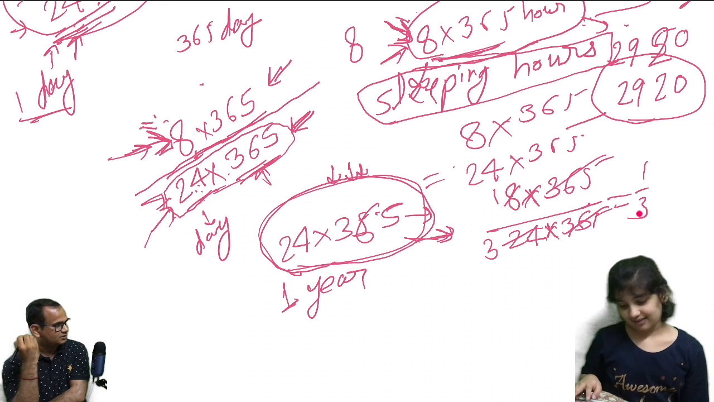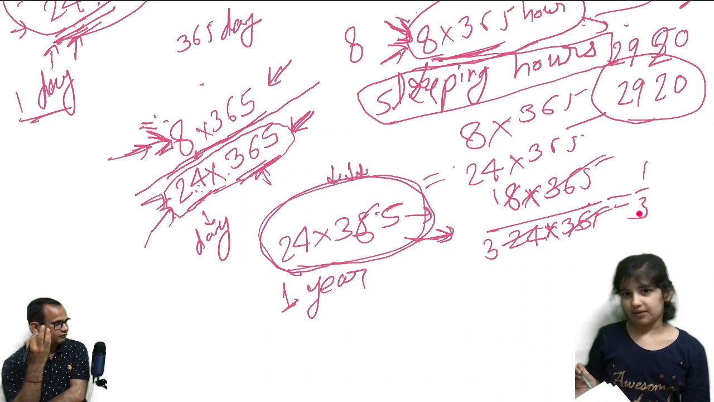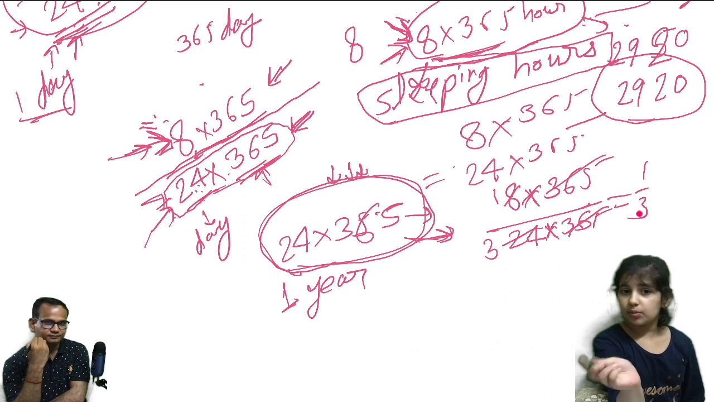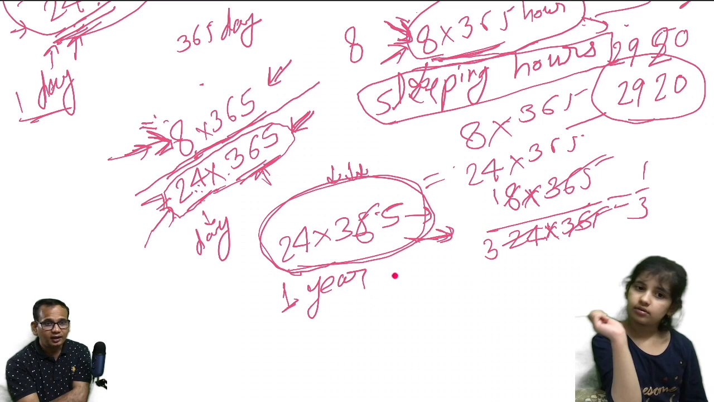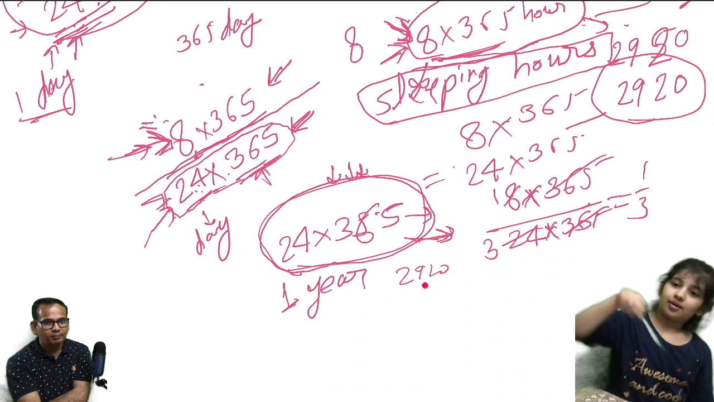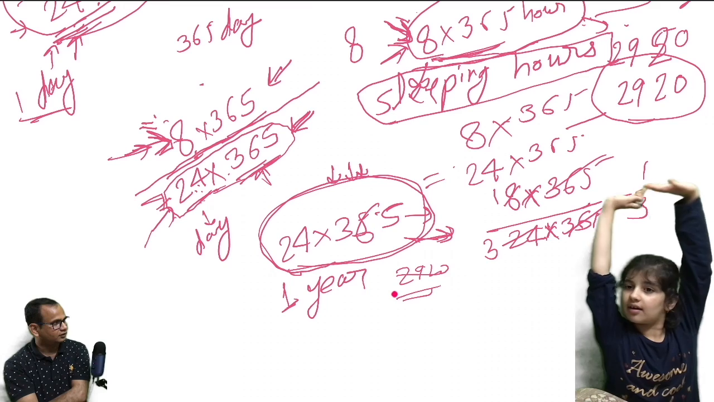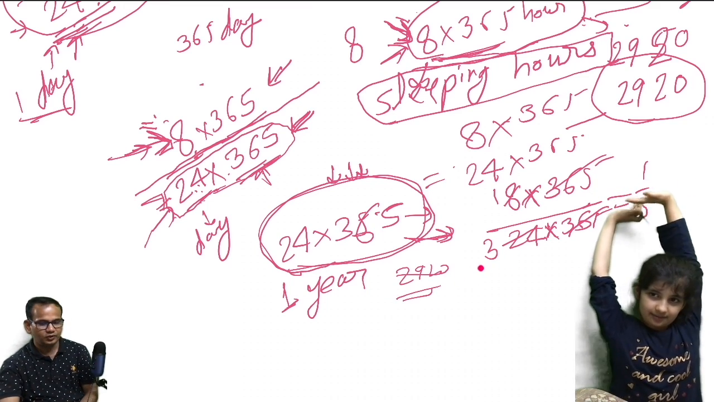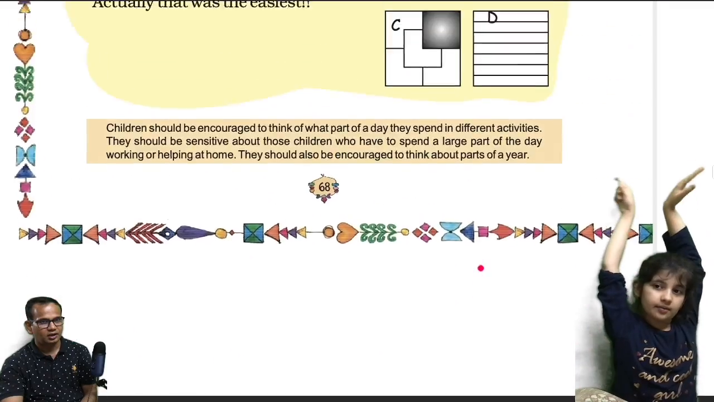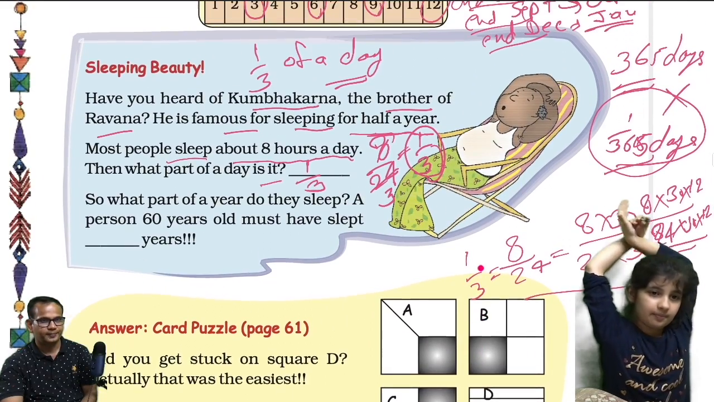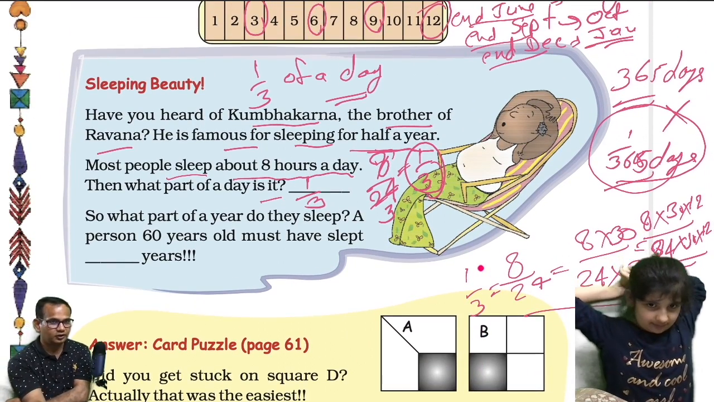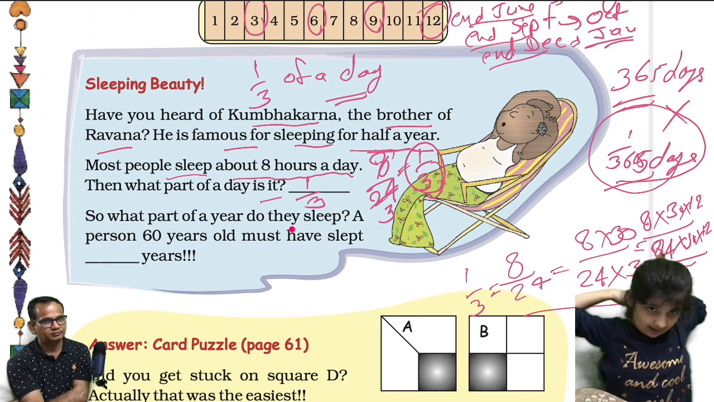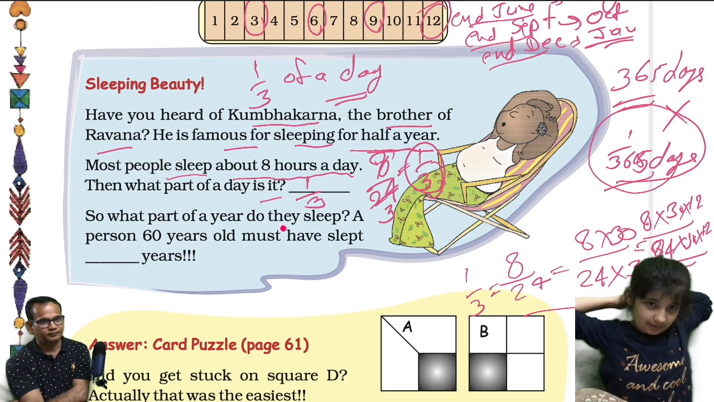Okay. It's simple. But we can also write the 2920 multiplied in the numerator and 24 in the denominator. Yeah, we can write that over here. But that will be difficult to do again. Now it's easy. Now you understood? So what part of a year do they sleep? 1/3 part of a year.